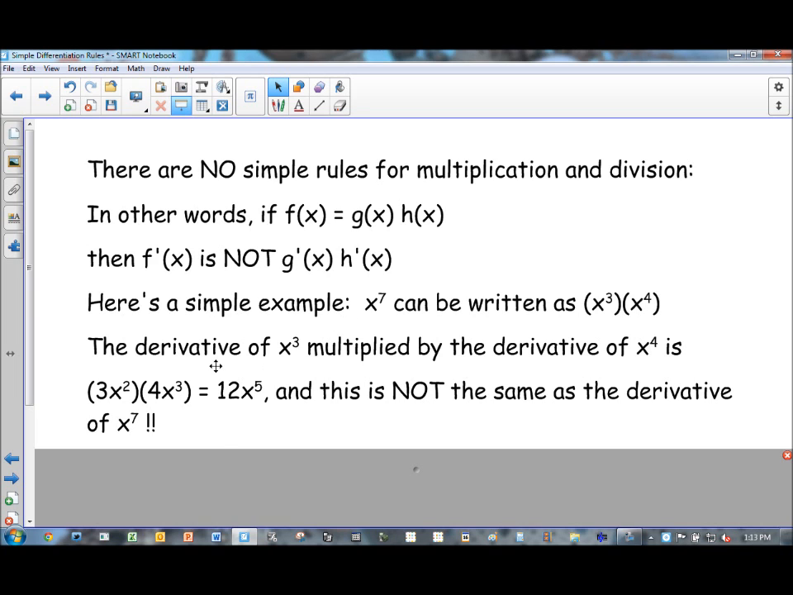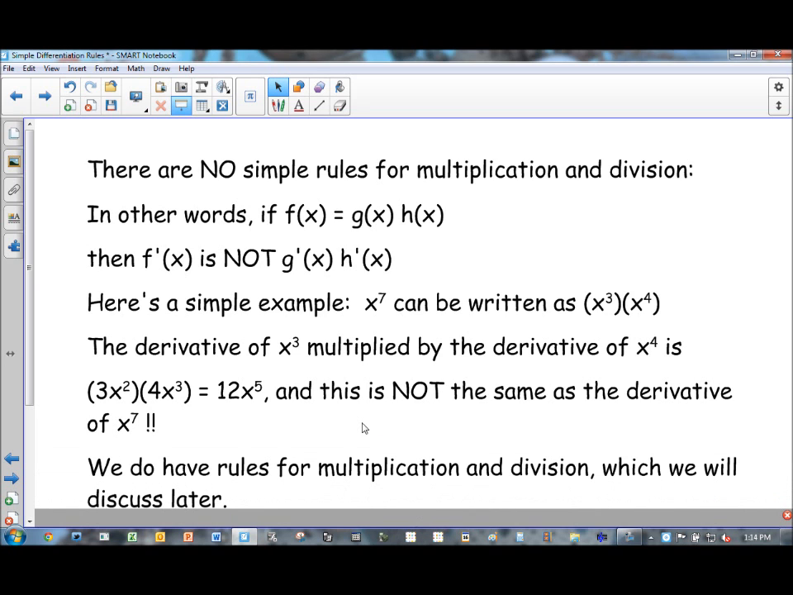Okay? And sure, maybe 12x to the fifth is sometimes equal to 7x to the sixth, but that's not enough. It has to always be equal. So I needed to get the exact same answer for both derivatives in order for that rule to be true. And I didn't get the same answer, so that is wrong. Okay? There are rules for multiplication and division. The one for multiplication is called the product rule, and the one for division is called the quotient rule. And we will talk about those, but those are a little more complicated. They do always work, but they're not as simple as the thing that doesn't work. So we'll talk about those later, but for right now we will do just the simple rules for differentiation.